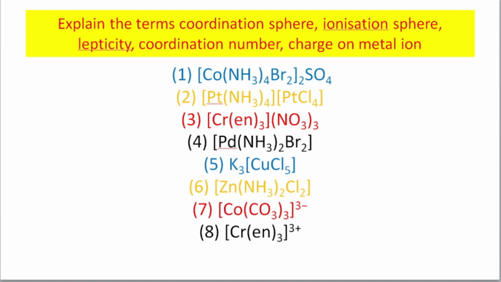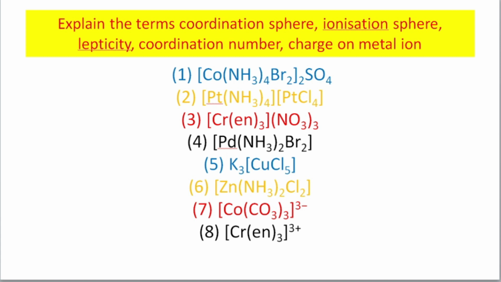Out of that coordination sphere, nothing is there. So the coordination sphere alone can be the complex, but without a coordination sphere, a coordination complex is not possible. See the fifth one. See, potassium, metal ion is outside, so it is not a part of the coordination sphere. But CuCl5, whatever is in square bracket, that is our coordination sphere. See the sixth complex, Zn(NH3)2Cl2.